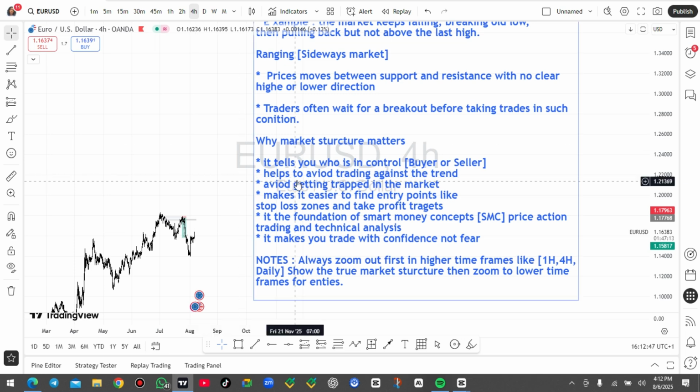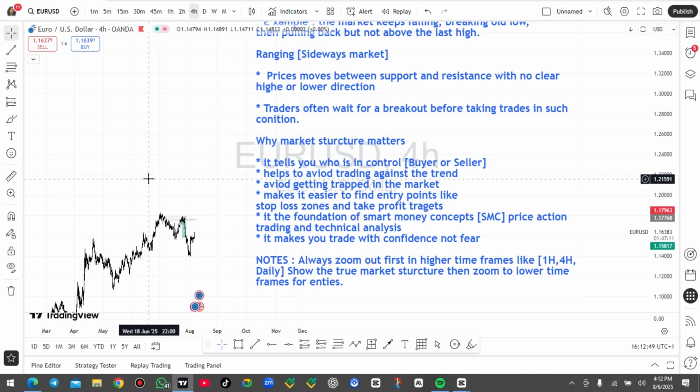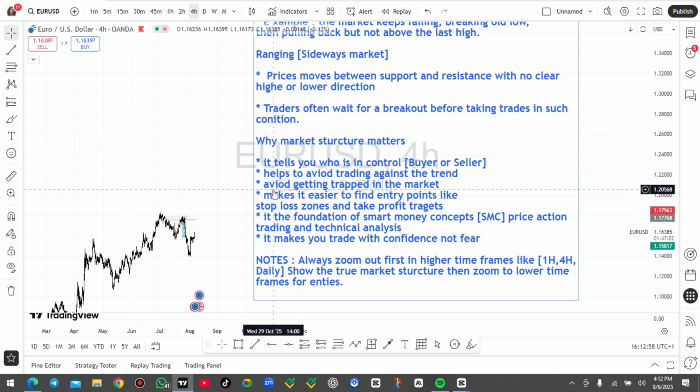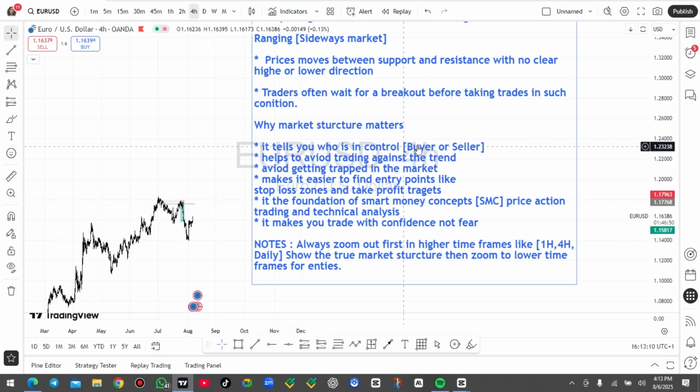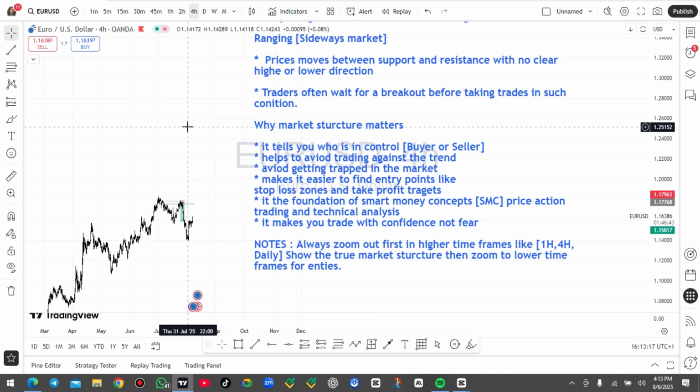Now we say why market structure matters. Very important. Market structure helps traders a lot to do a lot of things. Number one is it helps you know who is in control. You already know that market structure gives you the direction of the market, or a clear picture of the market. The second thing is that it helps you know who is in control in the market. Is it buyers or sellers, which we call the uptrend or the downtrend.